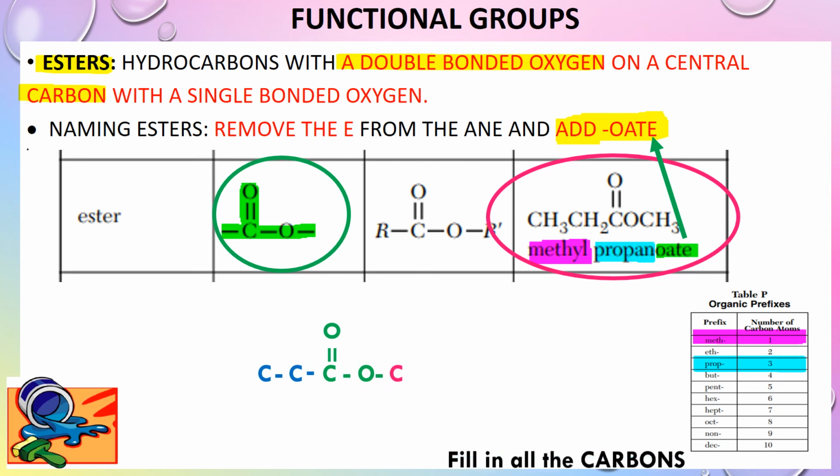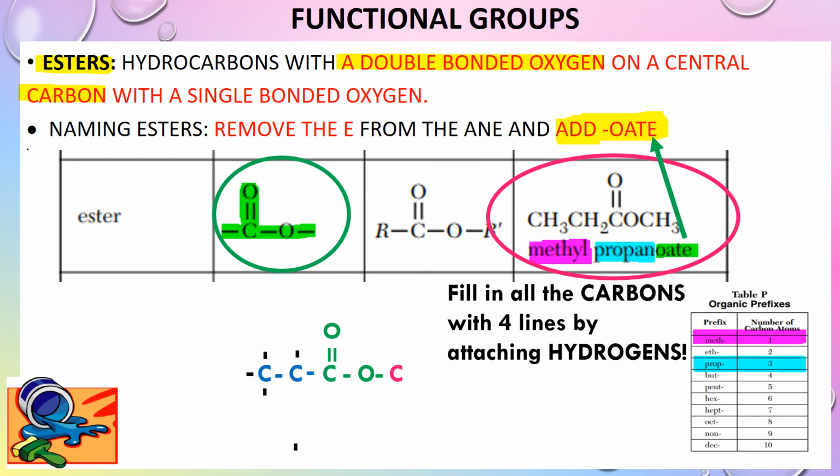Once you've drawn your structure, all you have to do is fill in your hydrogens. So as always, make sure every carbon has 4 lines around it. Fill in as many as you need to make sure that you've filled in all of your carbons and they're happy. So this is the structure for methyl propanoate.